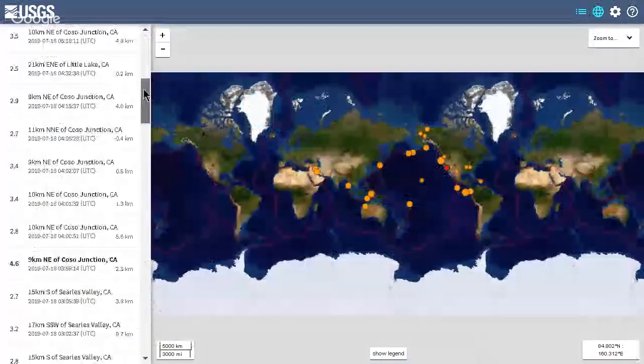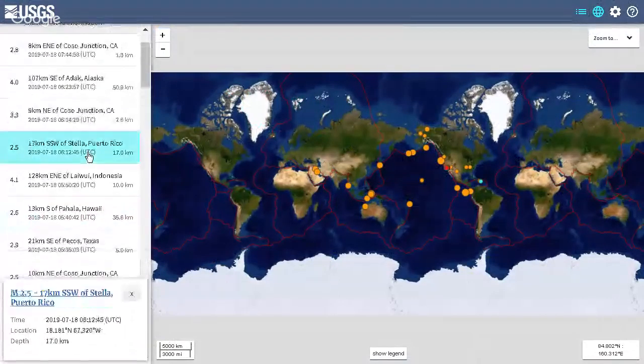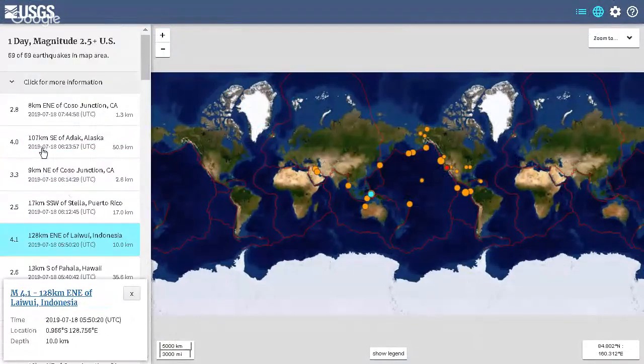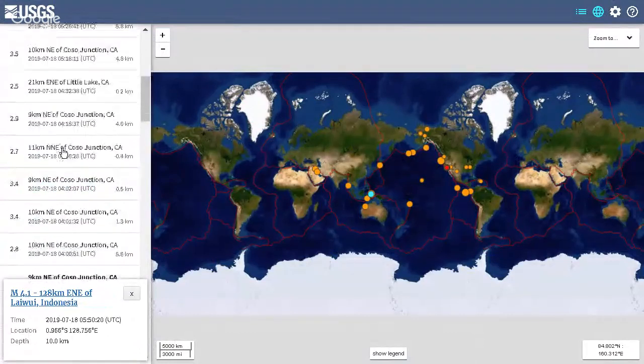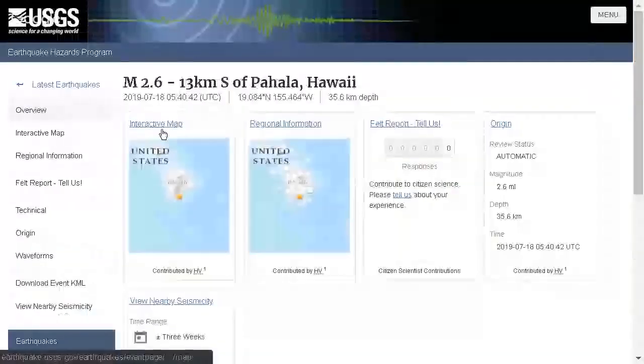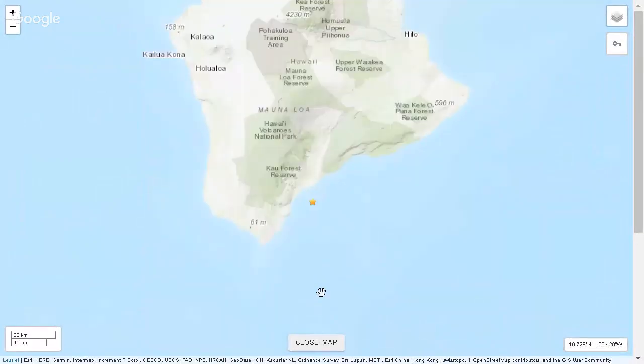And we see a quake in Hawaii as well. Here's another Indonesian quake, 4.1. Wait, what did I miss? This Hawaiian quake, let's just take a quick look at that, as we've been seeing some apparent magmatic activity. This one is in nearly the same place as the quake we covered yesterday.